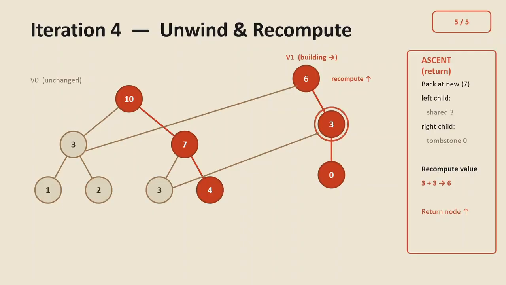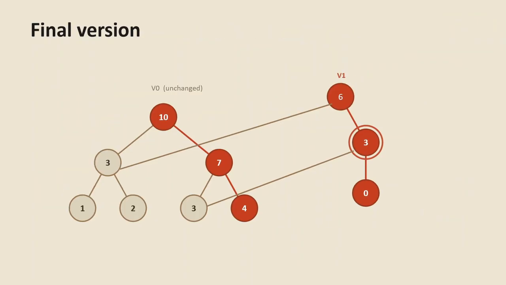The final version root now reflects the deletion. Version 0 remains completely unchanged, and version 1 holds our tombstone. Every version stays permanently queryable because we never touch the old ones. This is the first final version.